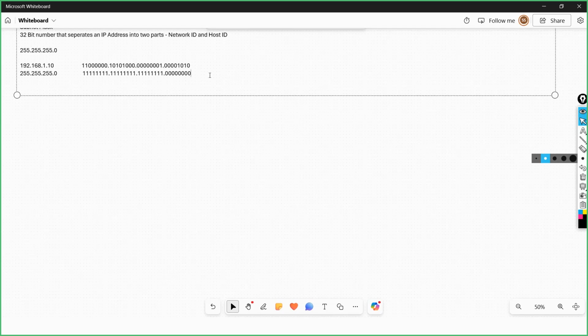Allah says that 24-bit network and 8-bit host. What about others? Okay, so almost everyone has given the right answer. From this you can determine that 24 bits represent the network and 8 bits represent the host over here.